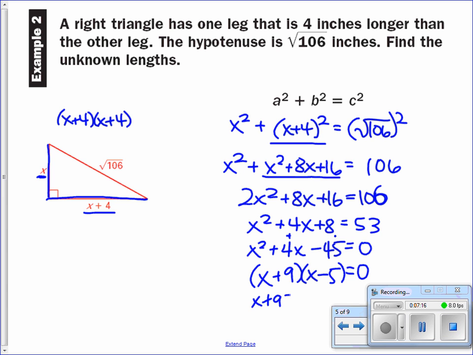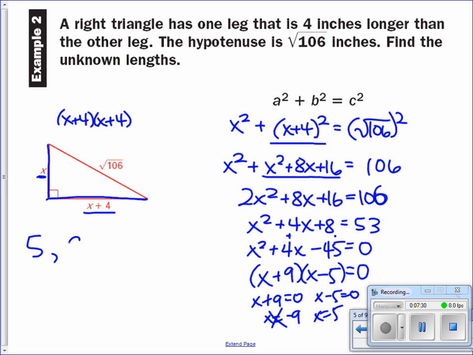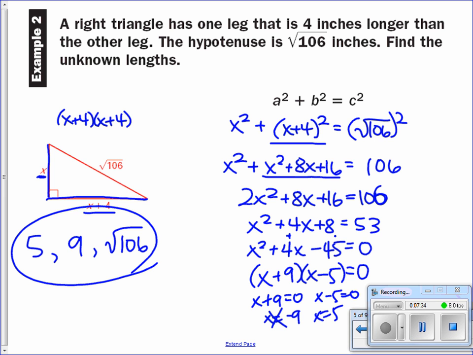That means x plus 9 equals 0 or x minus 5 equals 0. Well, unfortunately, x equaling negative 9 does not work. x should equal 5. That means the sides of my legs are 5, 5 plus 4, and the square root of 106, because negative 9 does not make sense as a length of a leg.